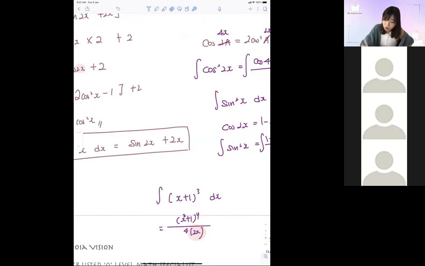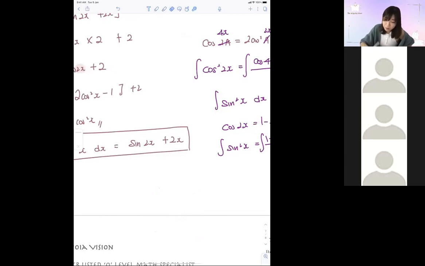So I cannot integrate sine square and cosine square by just putting the power outside like that. If I really do that, I will get sine x to the power of 3 over 3 cosine x. See, I'm dividing by an x term. It means this is wrong. So we can't do this.